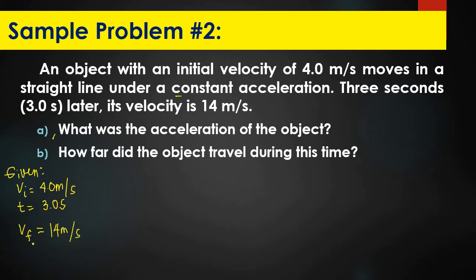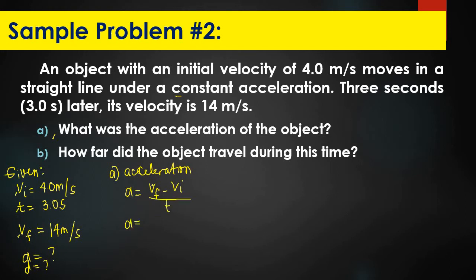Our problem for letter A is acceleration, and for letter B, displacement. So letter A, for the acceleration. We can use the formula. Since VI is given, T is given, VF, A is equal to VF minus VI all over T.